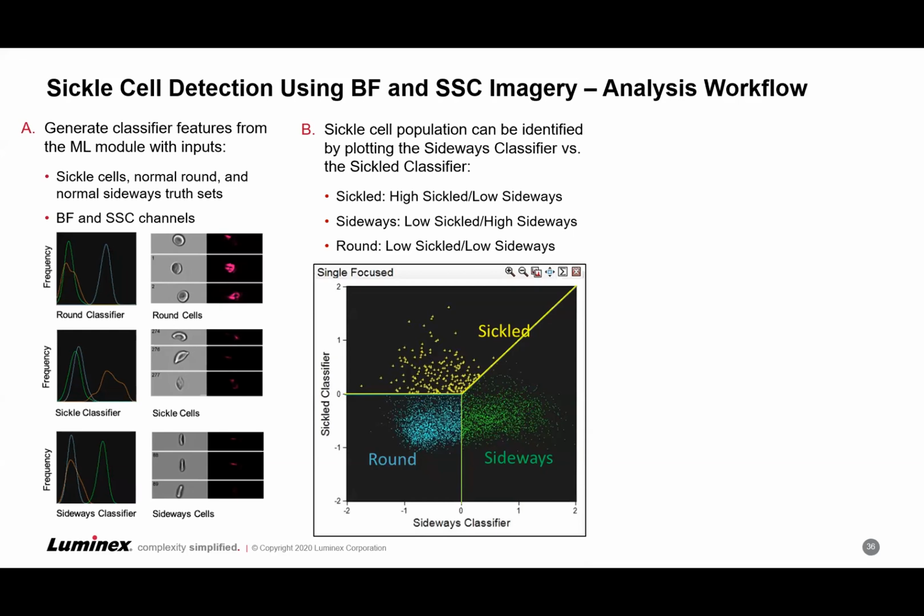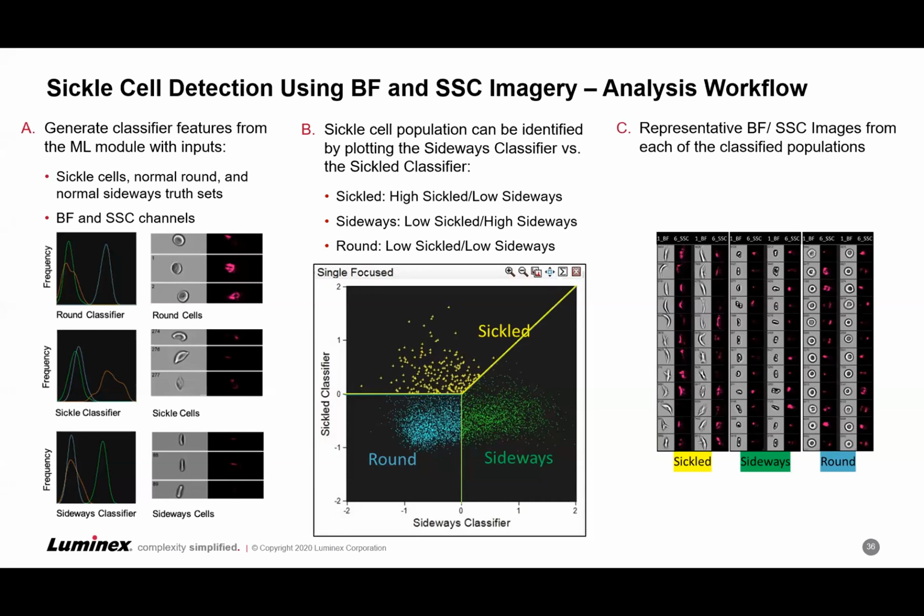And what you can see is that we're able to determine each subpopulation of this heterogeneous main population and pull them out without having to generate all of the massive features to do so. And then just to show that it does work, here are some representative bright field and side scatter images from each of the populations.